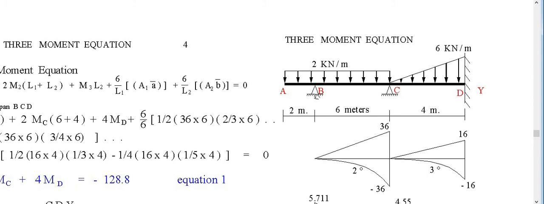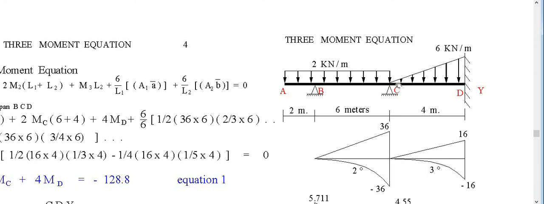Now with reaction RB of 6, if you take moment going to C, where C is the pivot, reaction RB of 6 multiplied by 6, we bring this reaction RB to C. So 6 times 6 is 36. Down below here is the result of the moment by parts due to the uniform load of 2. So we bring all this uniform load to the pivot at C.